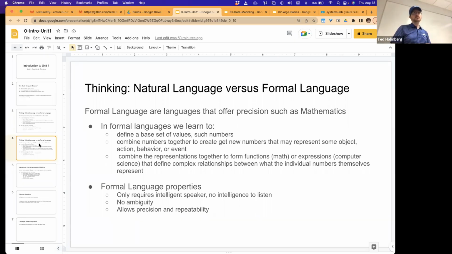So in formal languages, we learn to define a base set of values, such as numbers, right? That's the equivalent of our characters. We can combine the numbers together to get new numbers, and we can ascribe to those numbers a value that represents an object, an action, a behavior, or an event. And we can represent that using our definition of measures. That's the entire point of what math does. For instance, here I have a ruler, right? This allows me to take something as abstract as space and convert it into the characters that we operate on in our formal language, right? Numbers.